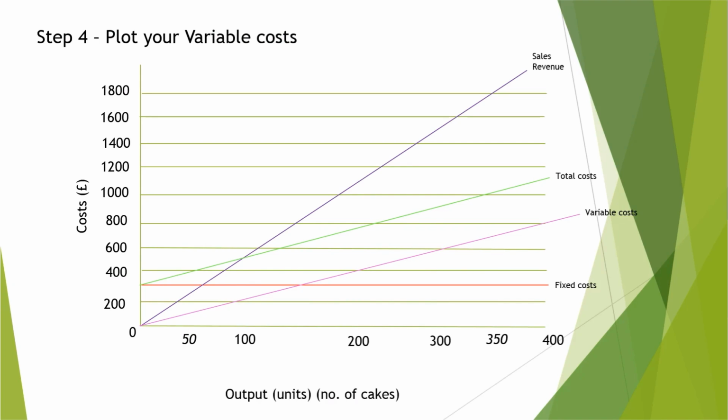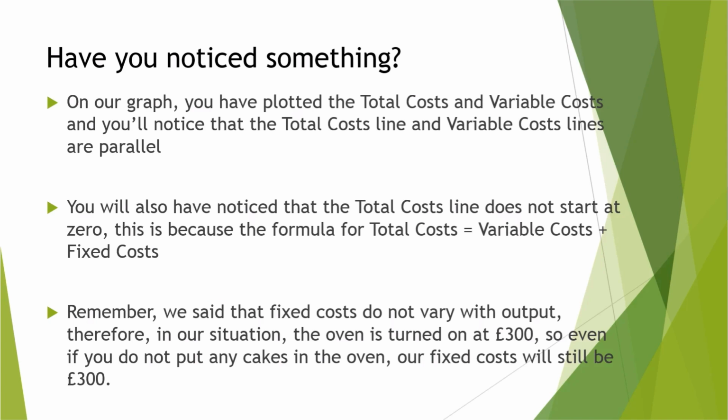We can then plot the variable costs, and again the variable costs are a direct link to our table. We're simply finding 50 units and working our way up, as well as 100, 200, 300 and 350. On our graph, you have plotted the total cost and variable costs, and you'll notice that the total cost line and variable cost lines are parallel.